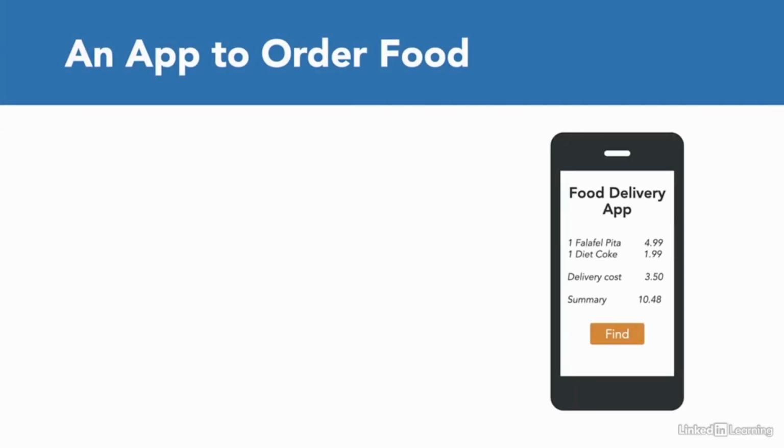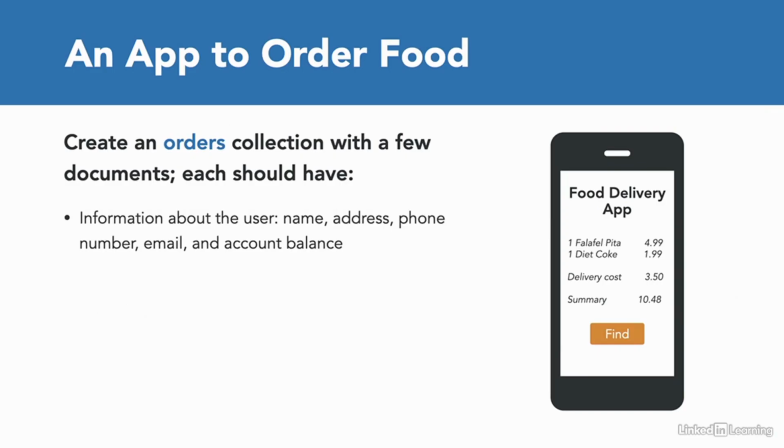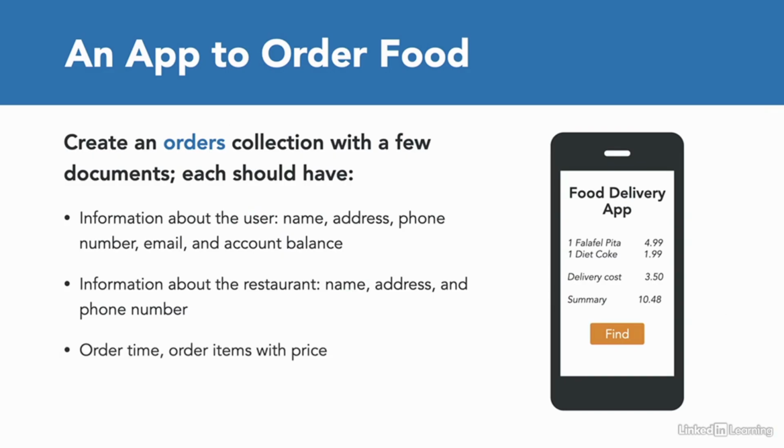In this exercise, I am asking you to create a database that could power an app that allows you to order food. To that end, please create an orders connection with a few documents in it. Each document should have information about the user, like their name, address, phone number, email, and account balance, information about the restaurant, like the name, address, and phone number of the restaurant, and the documents should also have the time of the order and the items in the order with the associated price.